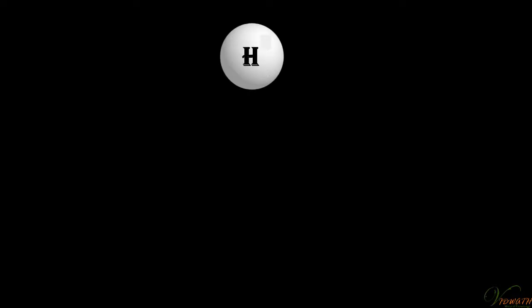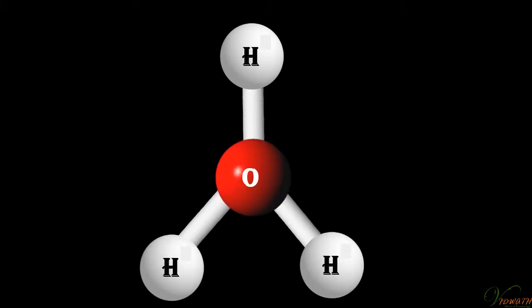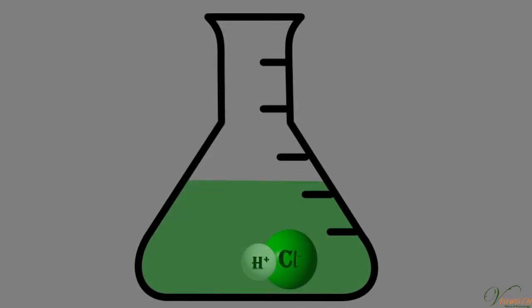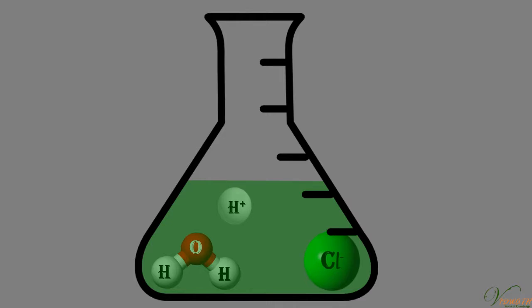A hydrogen ion cannot exist on its own, so it combines with a water molecule to form a hydronium ion. Example, hydrochloric acid when dissolved in water liberates a hydrogen ion and a chloride ion. The hydrogen ion combines with water to form a hydronium ion.